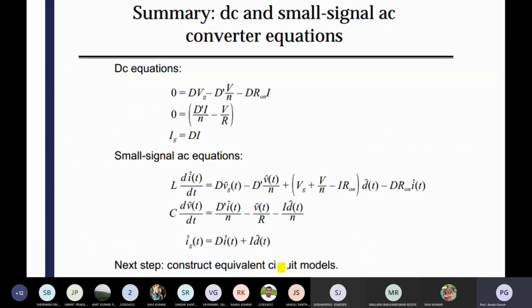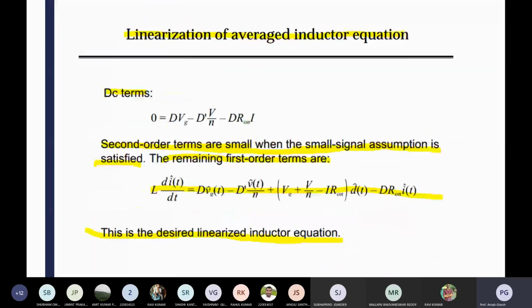Okay, then what you have observed is that after equating all those things, you can write the summary. So, the summary of the DC and small signal AC converter equations for a non-linear, non-ideal flyback converter. For the DC equations you are getting 0 equal to D into Vg minus D' V by n minus D R1 into I. That expression is coming from the inductor voltage expression, so from here you are getting the DC term.